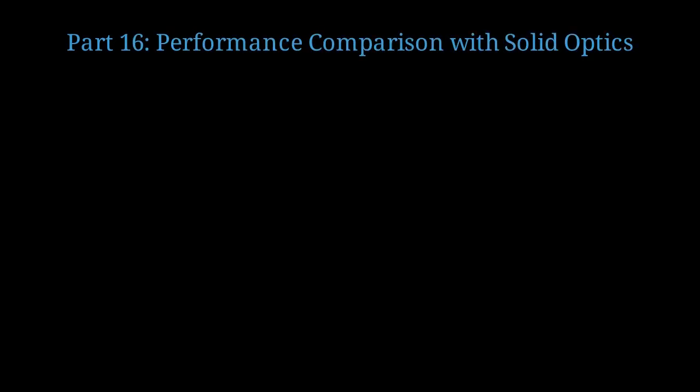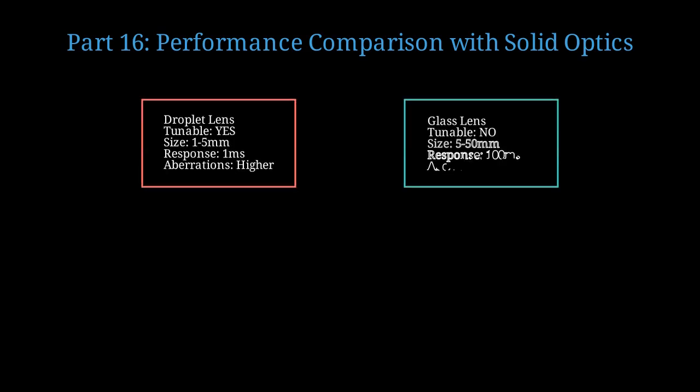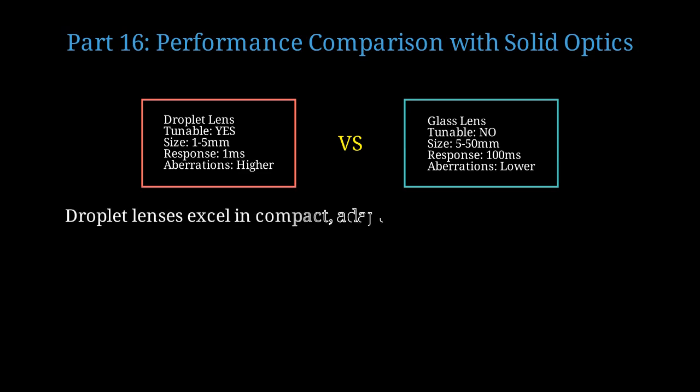Let's make a quantitative comparison. Droplet lenses offer tunability and fast response, but with higher aberrations. Glass lenses have superior optical quality, but require mechanical motion for focus adjustment. Droplet lenses are ideal for applications requiring compact form factor, electrical control, and adaptive behavior. Glass remains superior for fixed high-resolution imaging.